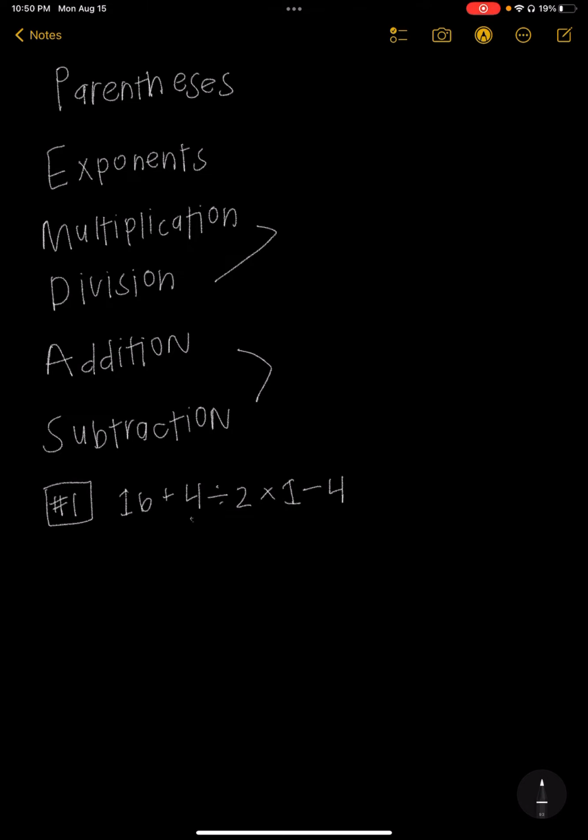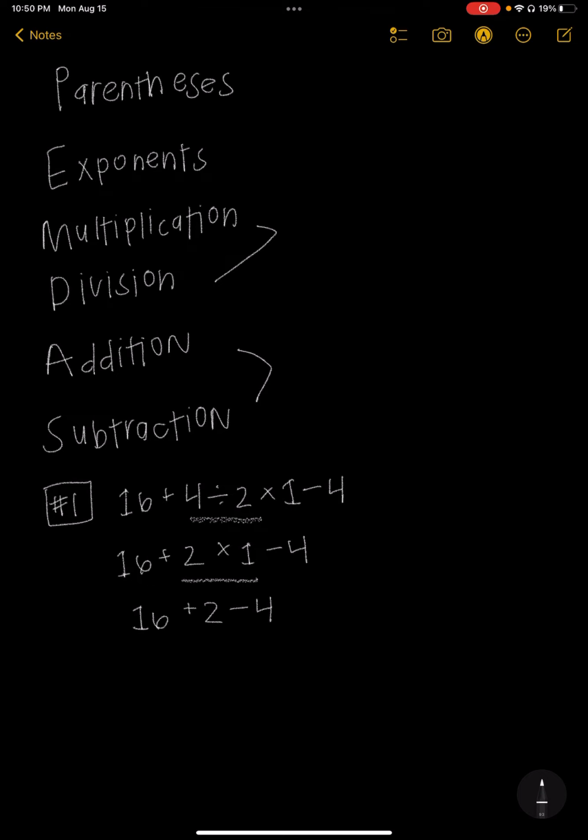So I'm going to underline my division because that's what I'm going to end up doing first. I'm going to leave everything else alone. So I'm going to say 16 plus, now I can do the 4 divided by 2. 4 divided by 2 is 2. And we've got times 1 minus 4. All right, now the next thing to do would be the multiplication because multiplication still is above that addition and subtraction. So I'm going to underline the multiplication portion, and we would have 16. And then 2 times 1 is still just 2, so I'd say plus 2 minus 4.